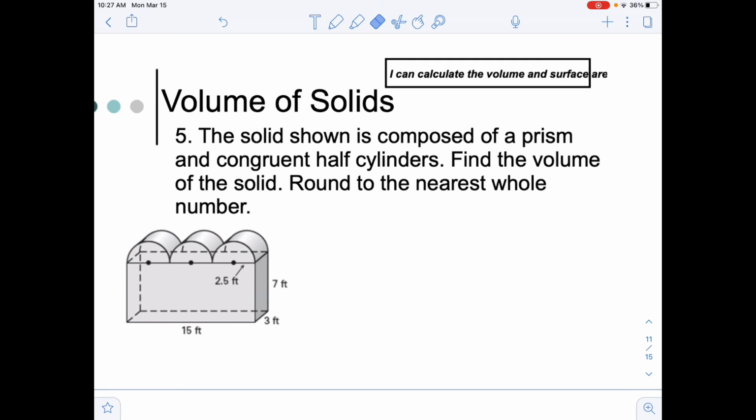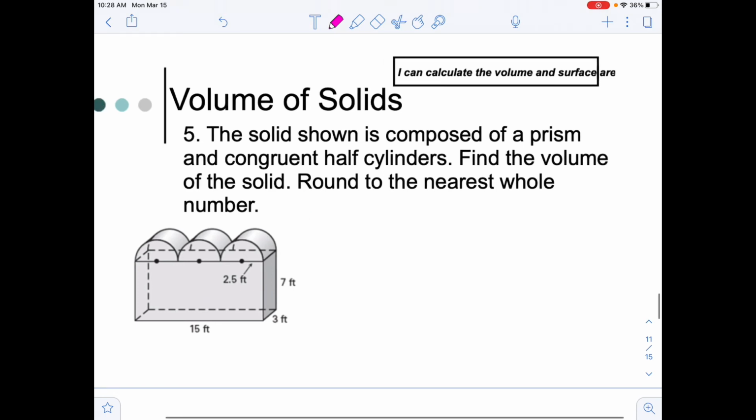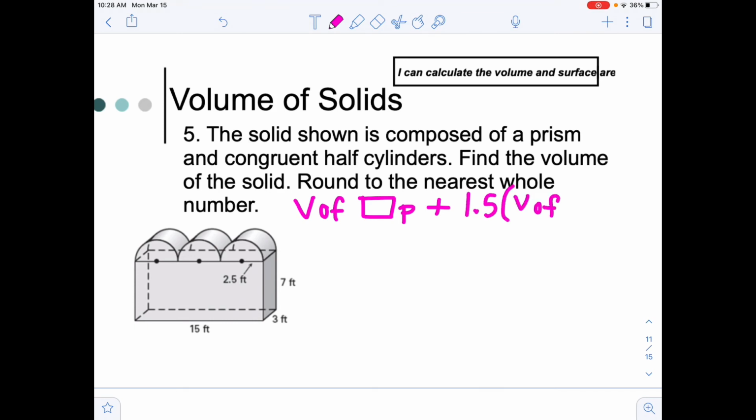This problem says the solid shown is composed of a prism and congruent half cylinders. Find the volume of the solid. Round to the nearest whole number. So to find the volume of this total shape, I'm going to take the volume of my rectangular prism, and I'm going to add it to 1.5 times the volume of my cylinder. Okay, and I do that because there's one total cylinder and then half, so 1.5.